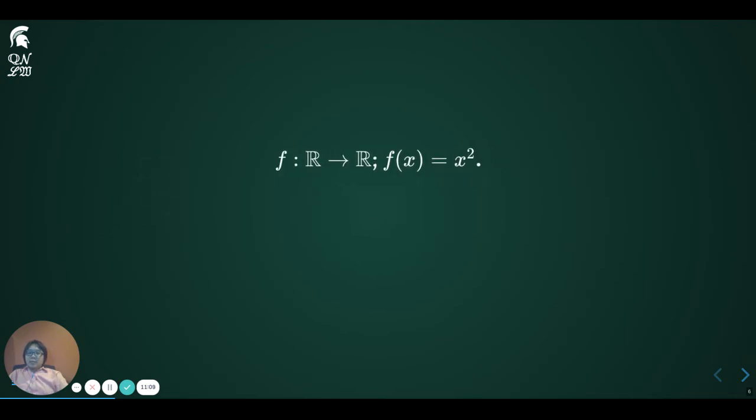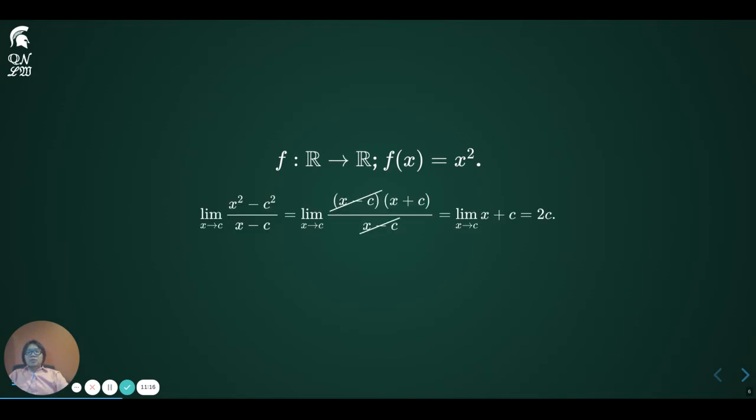Next, let us look at the quadratic function f of x equals x squared. Using the limit definition, we need to take the limit of the difference quotient f of x minus f of c, all divided by x minus c. Plugging in the formula for f, the quotient becomes x squared minus c squared over x minus c.